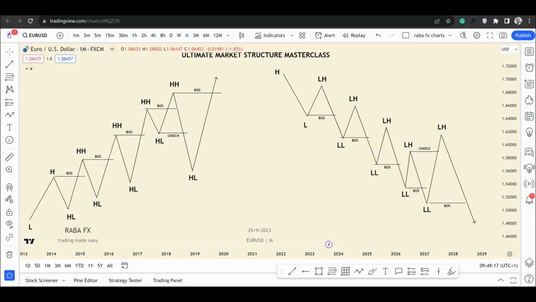This is where a lot of people get it wrong. And the teaching out there also contributes to the huge failure rate. I'm going to show you what constitutes a valid break in market structure. I'm going to show you what is not considered a break in market structure.